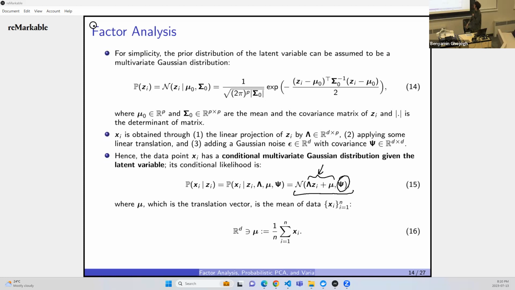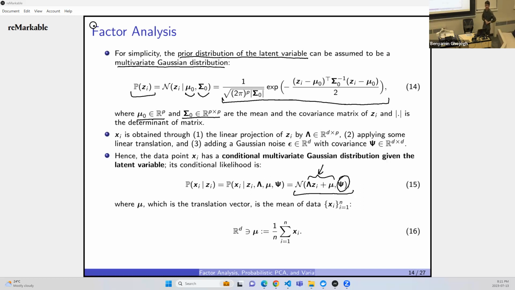For simplicity, the prior distribution of the latent variable, which is q of Zi, do you remember, can be assumed to be a multivariate Gaussian distribution. So factor analysis assumes, for simplicity, that it's a multivariate Gaussian distribution. So P of Zi, you can write it as N, the normal distribution, Gaussian distribution of Zi with these parameters, mu0 and sigma0. This is a PDF, probability density function for a Gaussian distribution. mu0 is the mean, p dimensional, and sigma0 is a covariance matrix of Zi, p by p. Don't confuse it with the covariance matrix of noise, which was psi.